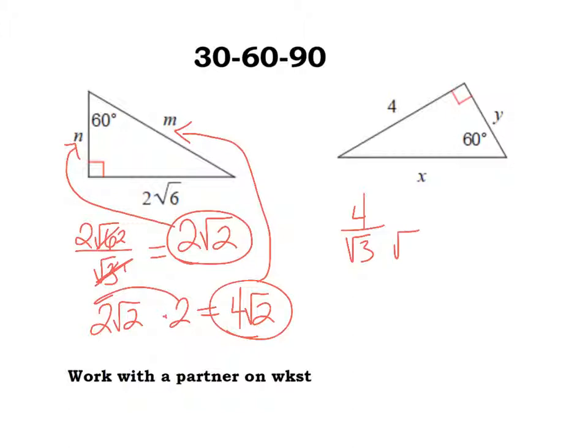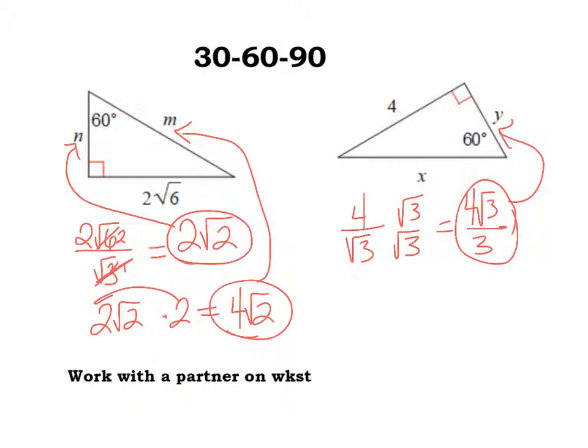And to get to the short leg, you're going to the short leg. So that's going to be a 4 root 3 over 3. And that one doesn't even reduce. That right there is the short leg. Ugly as it might be, we're going with it.